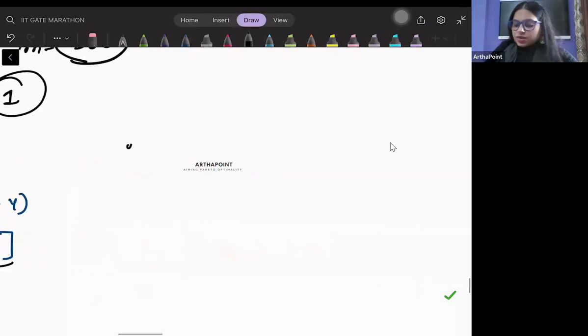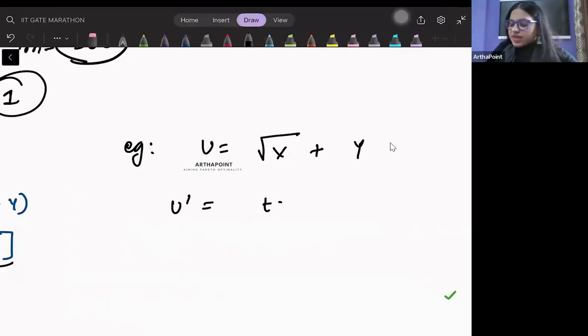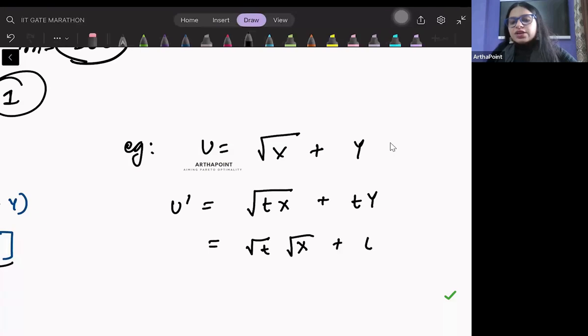Take another example. Suppose I tell you u is equal to root x plus y. Now I am scaling x and y. I replaced x with tx and y with ty. Can I take this t completely out of my utility function? No, there is no way. Whatever you do, you can't bring t out. You won't be able to take t out and get back your original utility function. So therefore we can say that this is a non-homogeneous utility function.